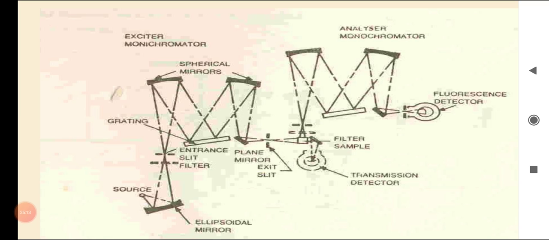The sample holder consists of a sample whose fluorescence is to be measured, whose concentration is to be measured. When light reaches the sample, the sample absorbs some of the radiation energy. The remaining energy is transmitted through the sample and can be detected by a transmission detector.